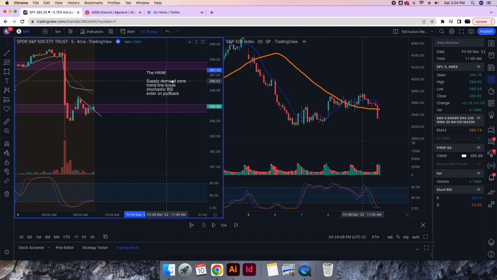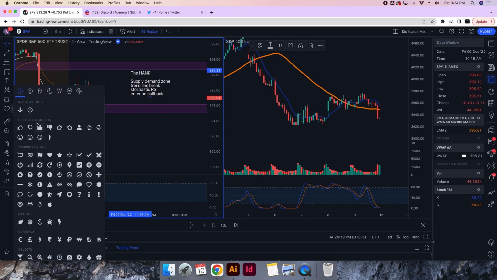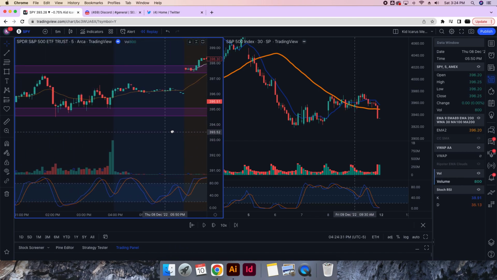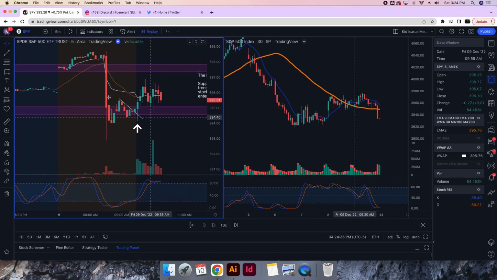Let's leave this up, and we're going to hit replay. And boom. So check this out. Where's my arrow? This is my entry. So what do we got? We got our supply zone, and that's the supply zone from the low of day from Thursday. That's all drawn out from Thursday. We dumped off, we hit that, we bounced around. We got a higher low, and we got our stochastic oscillator crossing over the 20. You see it got down here, crossed up.